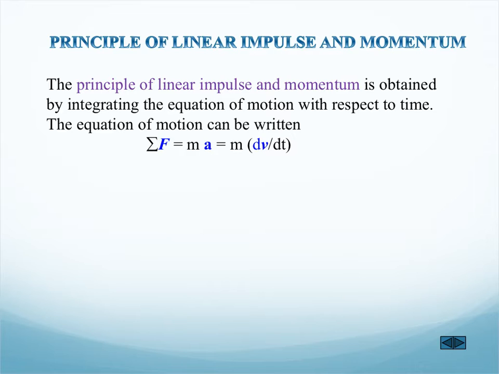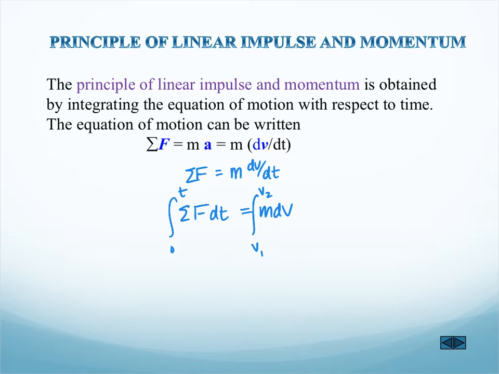So we get the idea of impulse and momentum when we start with the equation of motion, which we also call Newton's second law, where the sum of forces equals mass times acceleration. So, from that point of view, the sum of the forces equals m dv/dt. We can do a separation of variables, and if we integrate from time equals some initial time of 0 to some arbitrary time t, our initial velocity would be v1 and our final velocity would be v2.